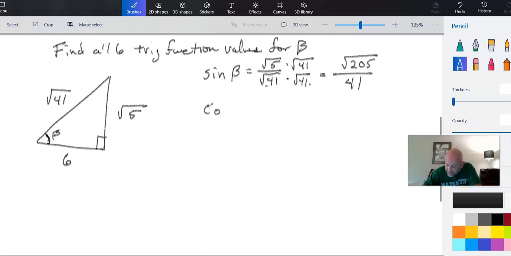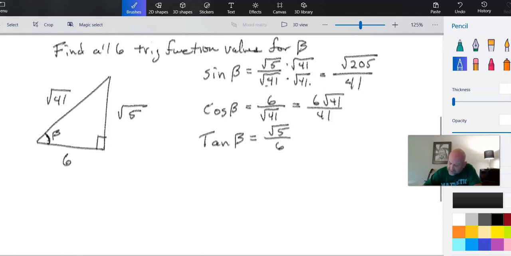Then there's cosine beta, which would be the adjacent over the hypotenuse, which would be 6 over the square root of 41. And some of these will start getting quick for you because you can kind of see what's going to happen. If I multiply top and bottom by root 41, I get 6 root 41 over 41. Right? So that actually went fairly quickly. And then tangent beta is the opposite over the adjacent, so that's just root 5 over 6.